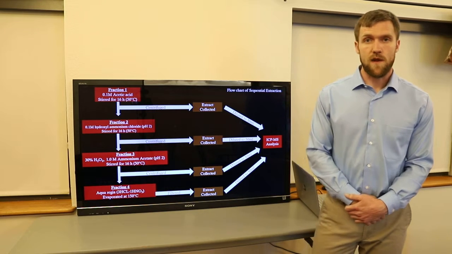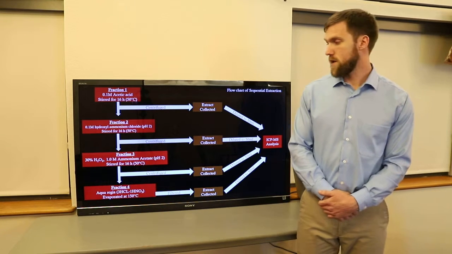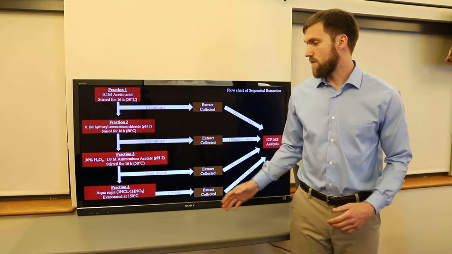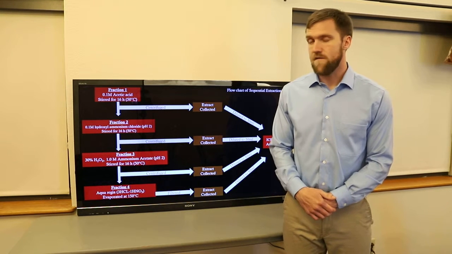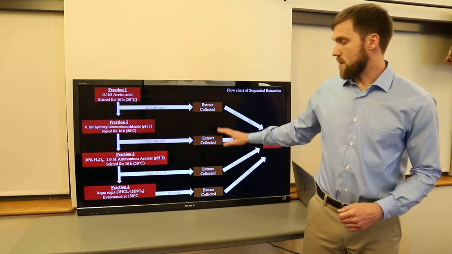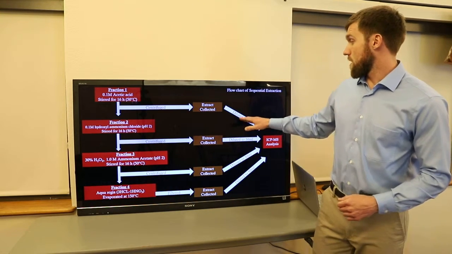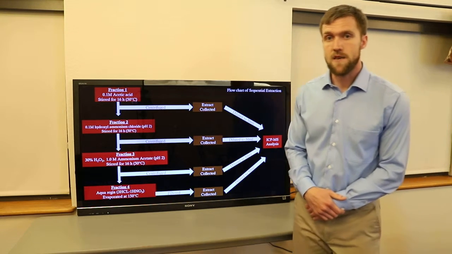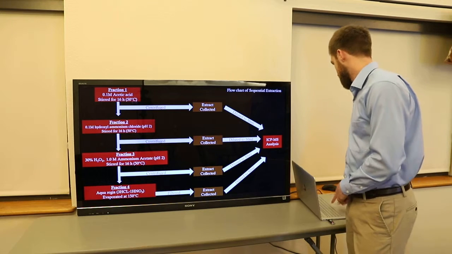Fraction 4 used aqua regia, which is a 3-to-1 molar ratio of hydrochloric acid to nitric acid. This was evaporated at 150 degrees Celsius and then filtered again so we could look at the extract. Each of the extracts was then diluted to 50 milliliters and put through ICP-MS analysis.